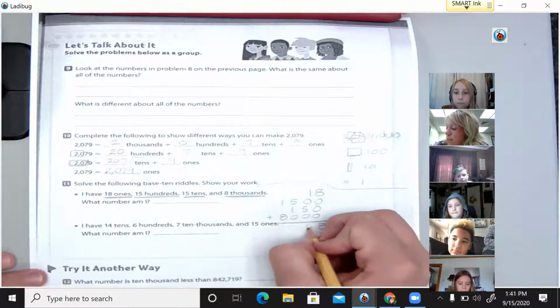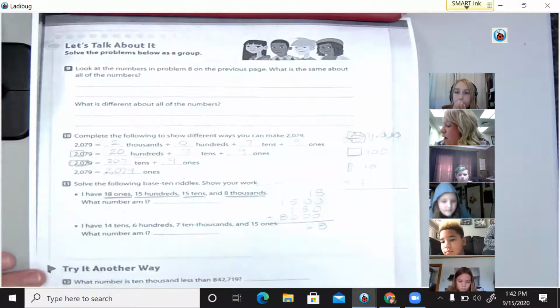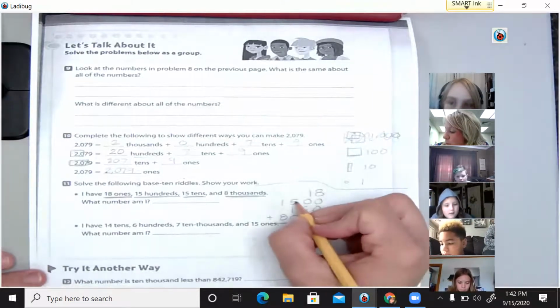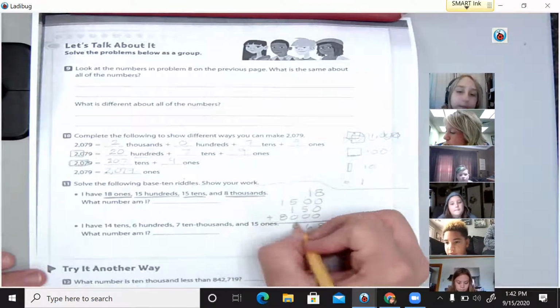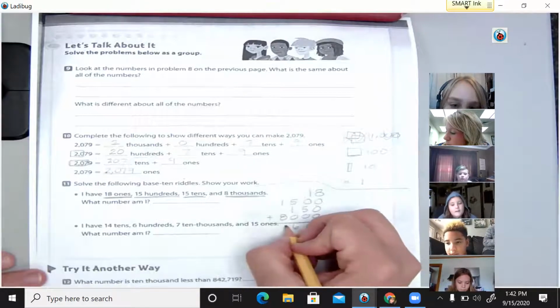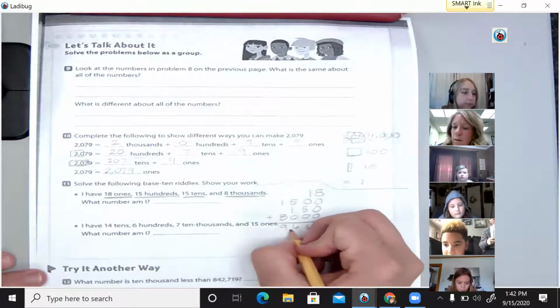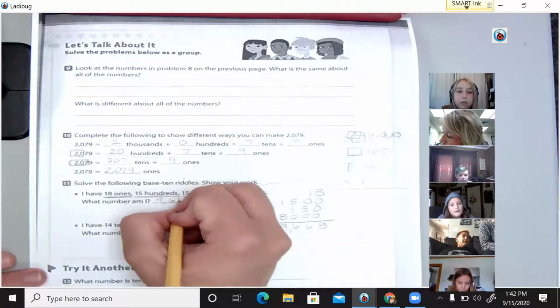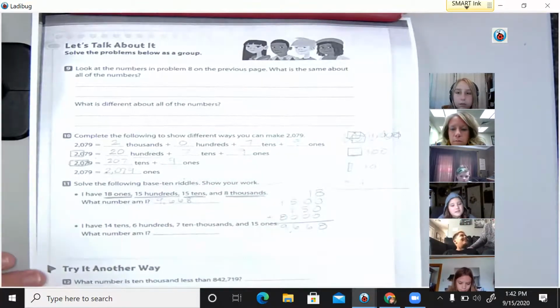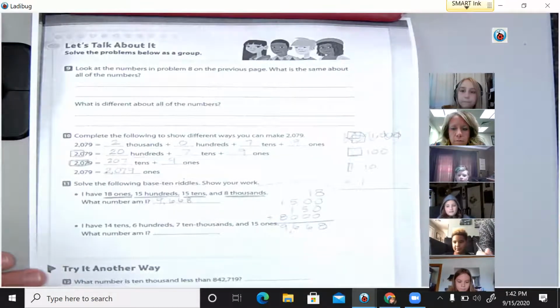6. Look how nice and neat I have all my numbers lined up by place value. It's really helpful. 5 plus 1 plus 0? 6. And 1 plus 8. 9. So, Olivia, the answer to my riddle is what number? 9,668. Very good. Everyone see how we got that? Any questions so far?